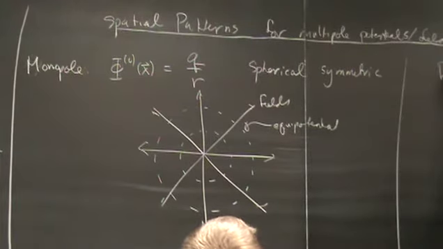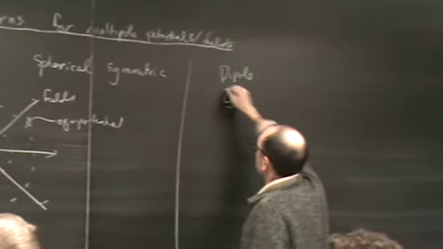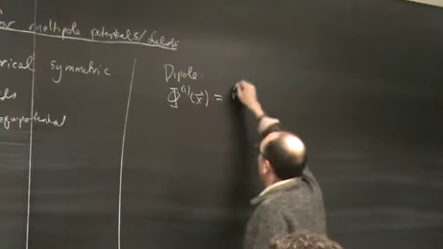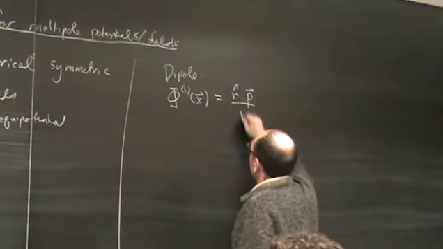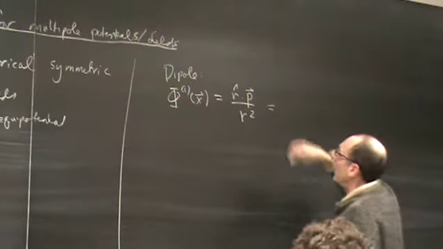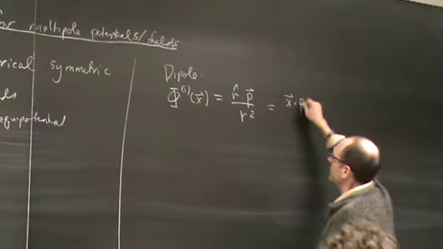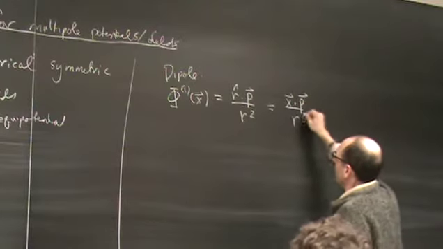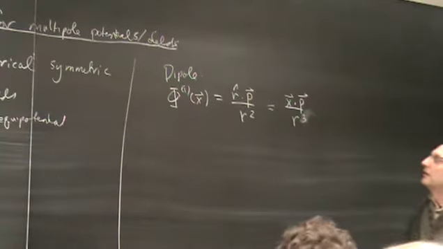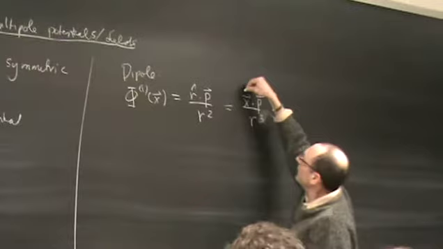For the dipole, the potential is p dot r hat over r squared, which if I multiply top and bottom by the magnitude r, is p dot x over r cubed, where x is r times r hat.